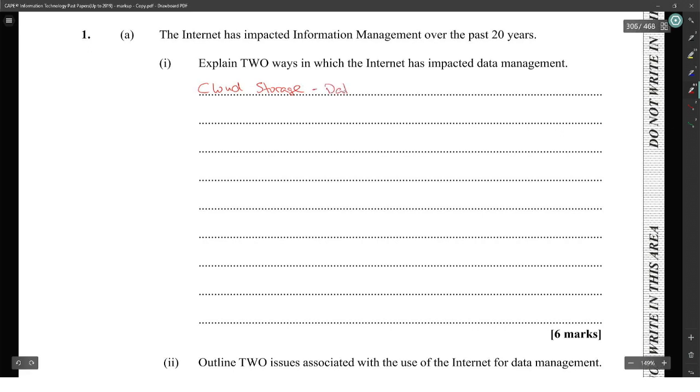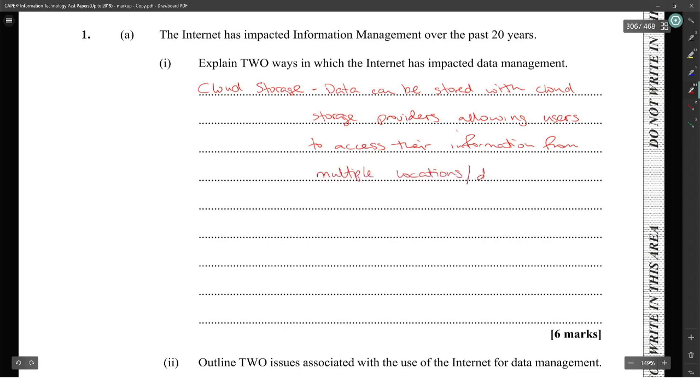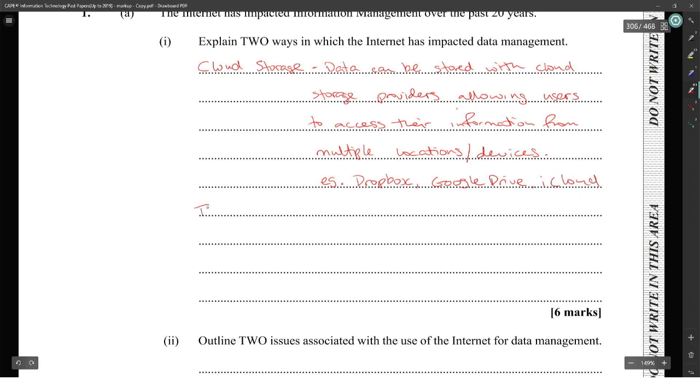Data can be stored with cloud storage providers, allowing users to access their information from multiple locations and devices. Example: Dropbox, Google Drive, iCloud, OneDrive, whatever. Then transfer speeds. Data can be transferred from one location to another very quickly via the internet.